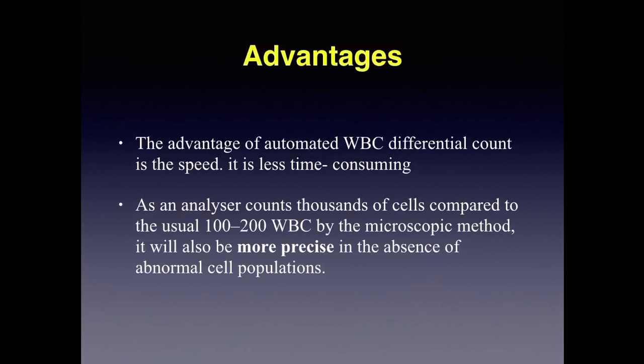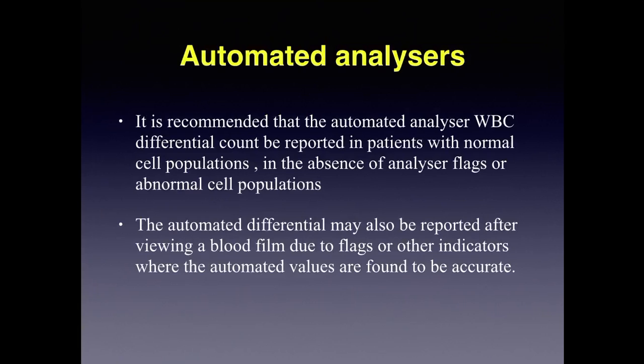So the advantage of the automated analyzer is the speed. It is less time consuming, and as it counts thousands of cells as compared to the usual 100 to 200 WBC by the microscopic method, it will also be a more precise method in the absence of any abnormal cell population.